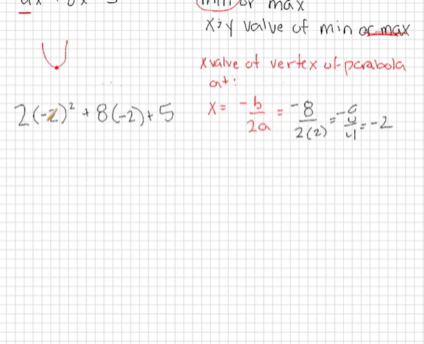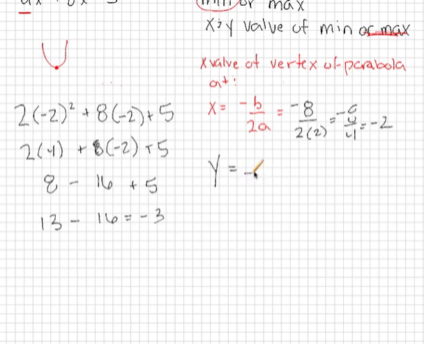Okay, so let's go ahead and simplify this. We're going to multiply, so we're going to get 8 minus 16 plus 5. Let's add the positive numbers together. We're going to get 13 minus 16, or negative 3. The y value of the parabola is at negative 3. So if you wanted to write the minimum of this parabola as coordinates, which your teacher may require you to do, you would just write it as such.